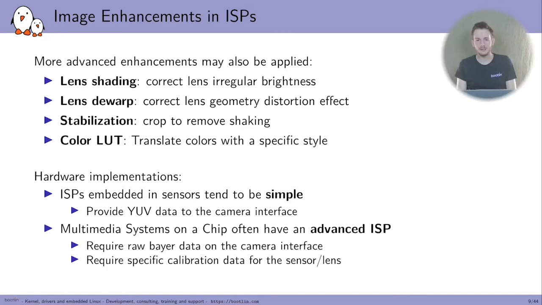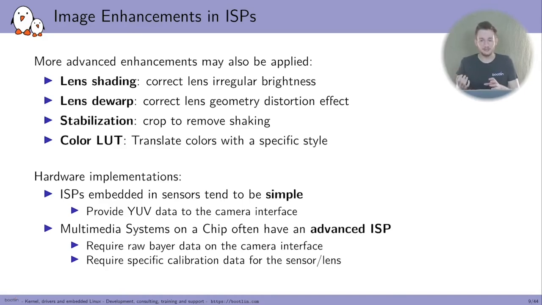So like I was saying, the hardware implementations of the ISPs that do all of these steps to improve the image and to make it look reasonable and look like what we expect, they can be implemented in the sensor, in which case the data that is sent on the hardware camera interface will directly be the YUV data, which is the final step of the processing. It's also possible that it only does some of the enhancements, but not all of them. So you will still, in that case, get some Bayer data that was slightly modified.